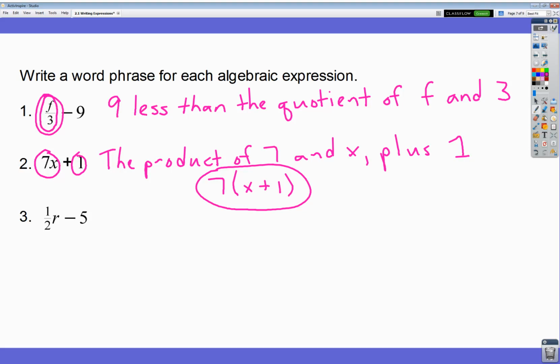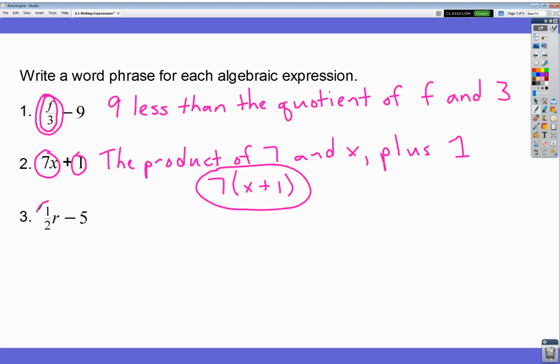So by putting a comma there, I'm saying we would find the product of 7 and x only, then we would add 1. You could also say this by saying the sum of the product of 7 and x and the number 1. Something like that would work as well. But again, it's very important that you know where your commas go.